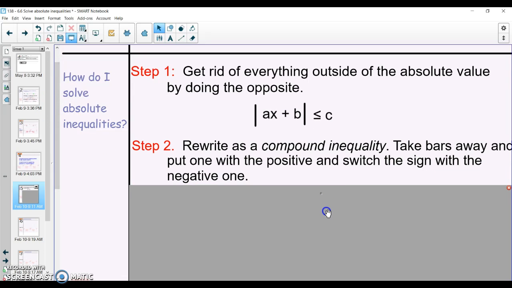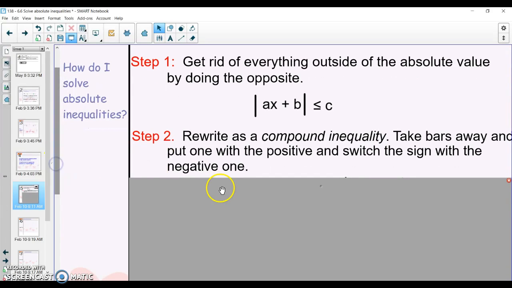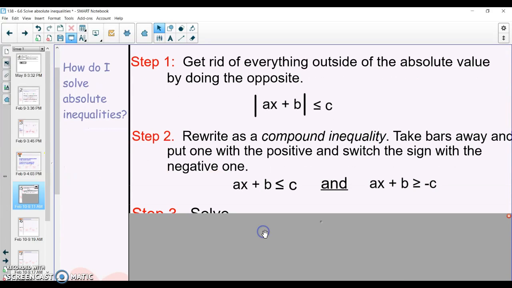Now, you're going to write as a compound inequality. What you do is you take your absolute value bars away and put one with the positive and switch the sign with the negative one. Think again why we switch the sign with the negative. If we don't switch it, the value doesn't come out the correct way. That was true when we did multiplying and dividing with negatives and solving. And we proved it by talking about values that will go in those inequalities. So, just like that.